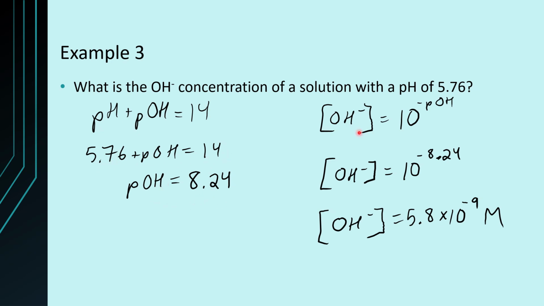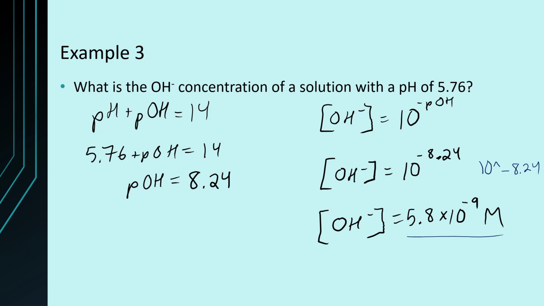I want the pOH because I know that the relationship between OH and pOH is 10 to the negative pOH. So I can now plug in this pOH over here. And so 10 raised to the power of negative 8.24. And plug that in your calculator. There are some different ways you can do it, but I think the easiest way is using the caret, 10 caret negative 8.24 in your calculator like that, and you'll get the concentration.